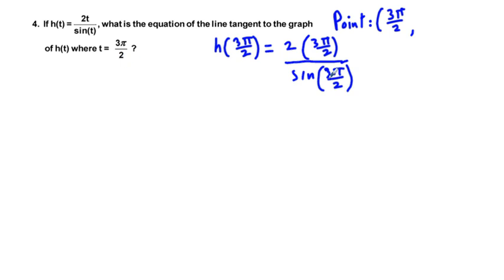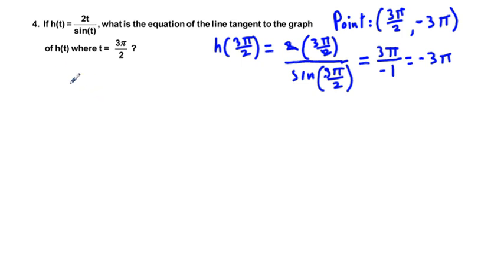Now, the sine of 3 pi over 2 is going to be negative 1. So we're going to have 2 times 3 pi over 2. We're going to get 3 pi. And then sine of 3 pi over 2 is negative 1. So we're going to get negative 3 pi as our output value. So negative 3 pi. There we have our y-coordinate. Now next, we're going to need to have a slope.